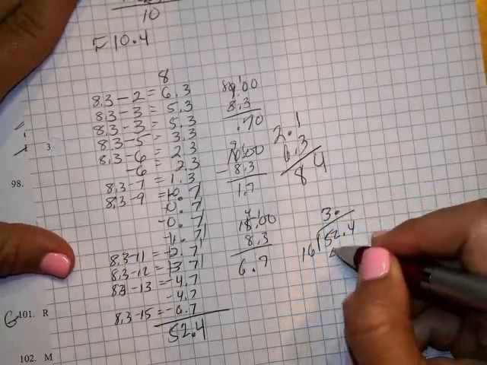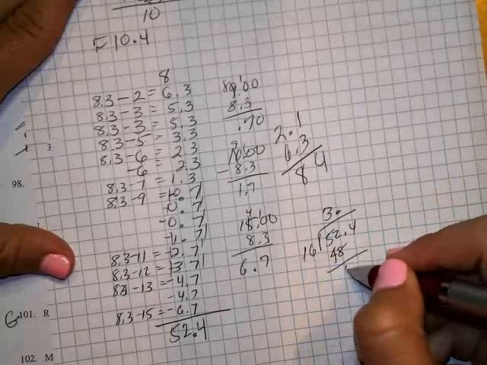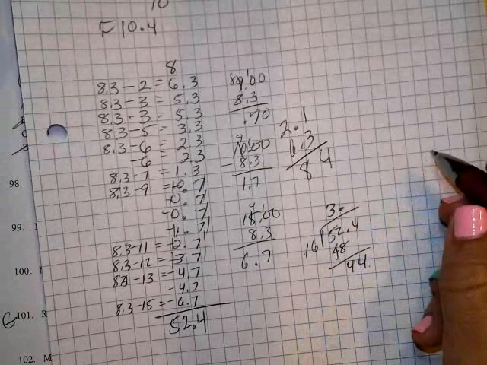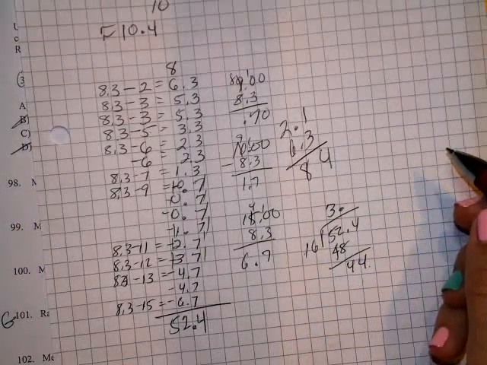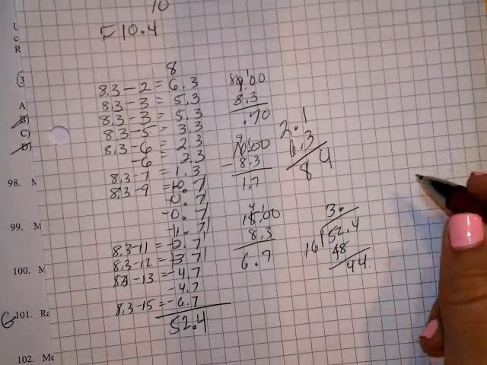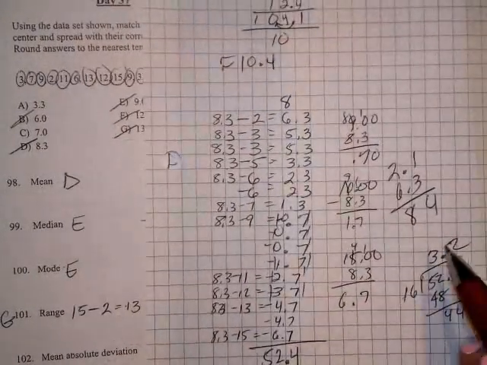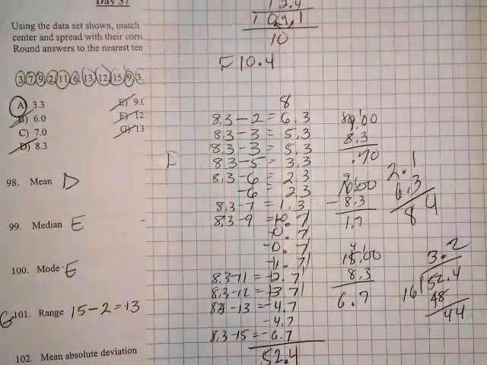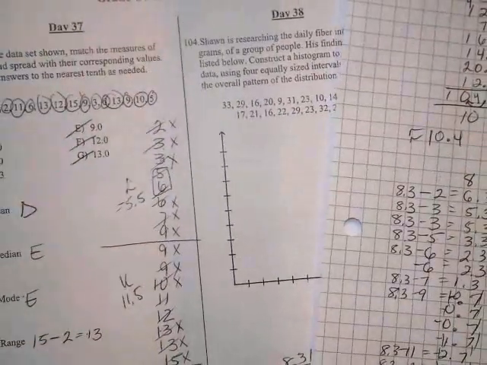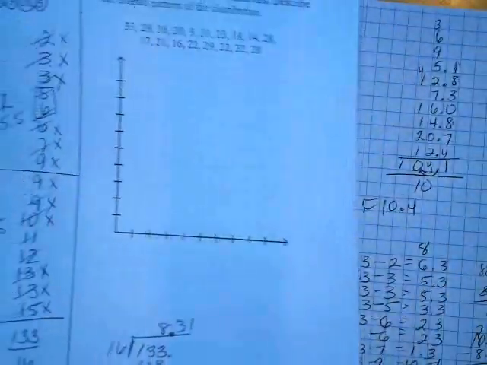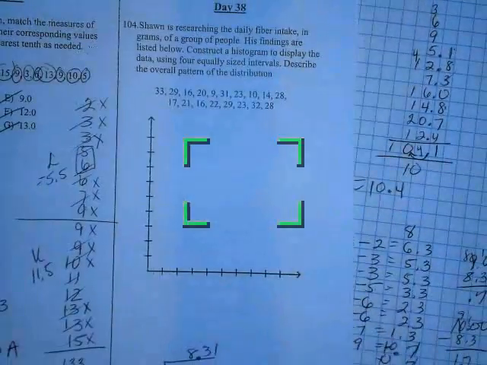3 times, because 48. And 2 times. Well, the only number I have left here is A. So MAD is A.